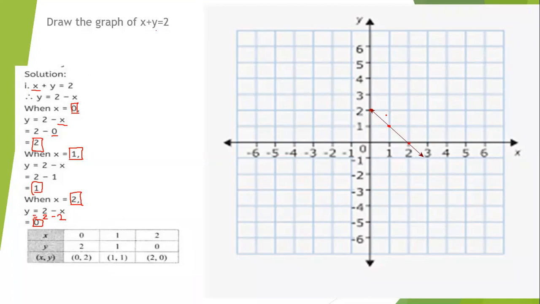Yeah, here you can write the equation also. x plus y equal to 2.